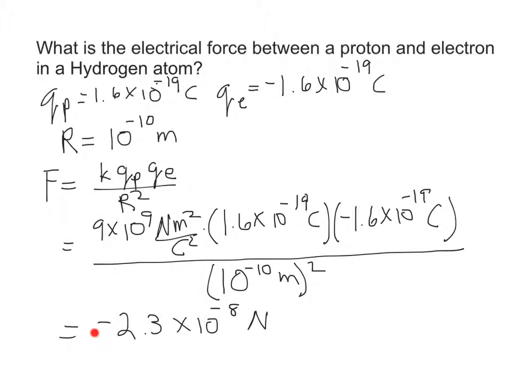The minus sign here means that the two charges were opposite. I'm multiplying a negative charge by a positive charge, and so that produces a negative number here, which tells me that the force is attractive. And the rest of the number, the 2.3 times 10 to the minus 8, tells me how large it is. I don't really have a context for how big this number is, but I can compare it to something else that might give me a better idea of whether this is big or small.